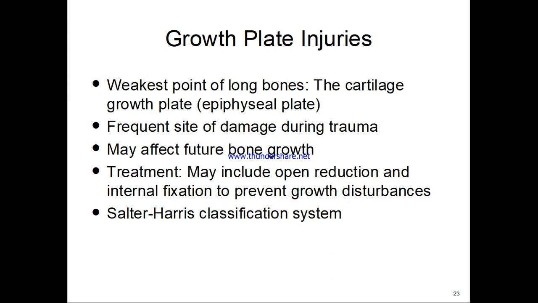The weakest point of long bones is the cartilage growth plate, the epiphyseal plate. This is a frequent site of damage during trauma because it's the weakest point and it's slightly mobile. It may affect future bone growth, and treatment of a growth plate injury may include open reduction and internal fixation to prevent growth disturbances. And what that means is open reduction is basically surgically putting it back into place, and an internal fixation is applying hardware inside to keep it fixed in place, so screws and plates.